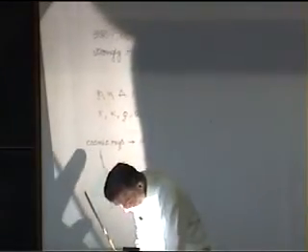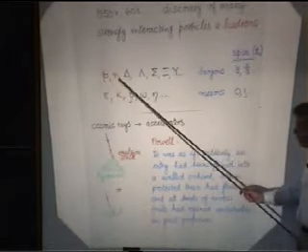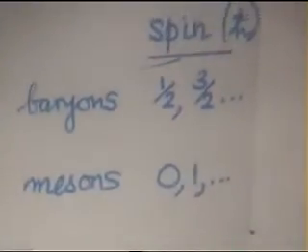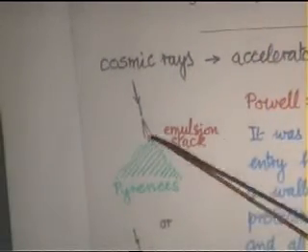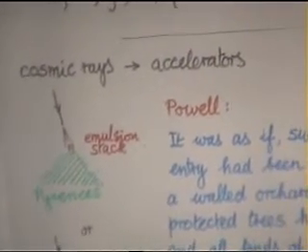Well, all these particles started to pour out of experiments in the 50s and 60s. We started to get hundreds of them. And I've written some here: baryons, which have spin a half or 3 halves, and mesons with spin 0, 1, 2, etc. To begin with, they were seen by putting emulsion stacks into an aeroplane or taking emulsion stacks up to the top of the Pyrenees mountain.